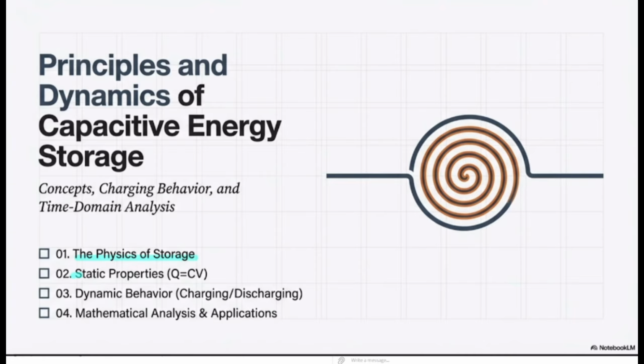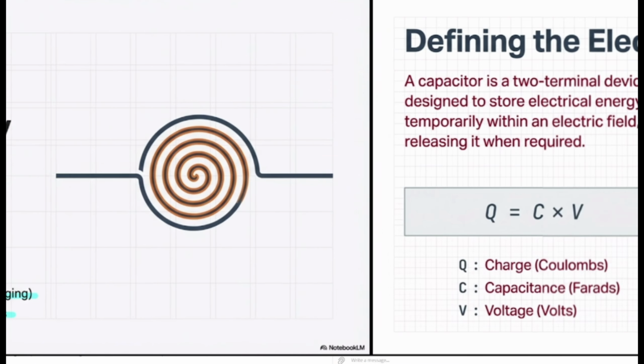Then we would like to talk about the static properties, which is Q equals CV. We will talk about what that means. And then we are going to talk about the dynamic behavior. It means the charging and discharging. You heard that a lot. And finally, we are going to have the mathematical analysis and its application.